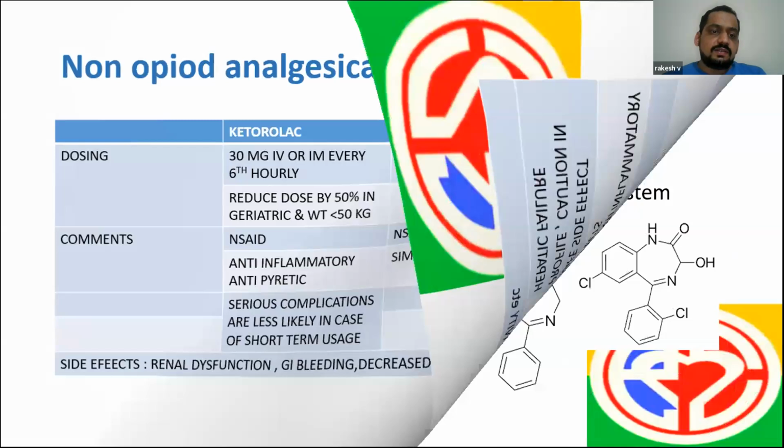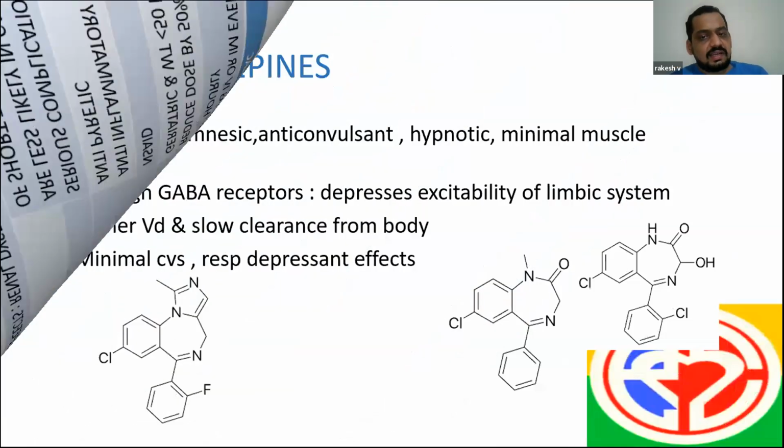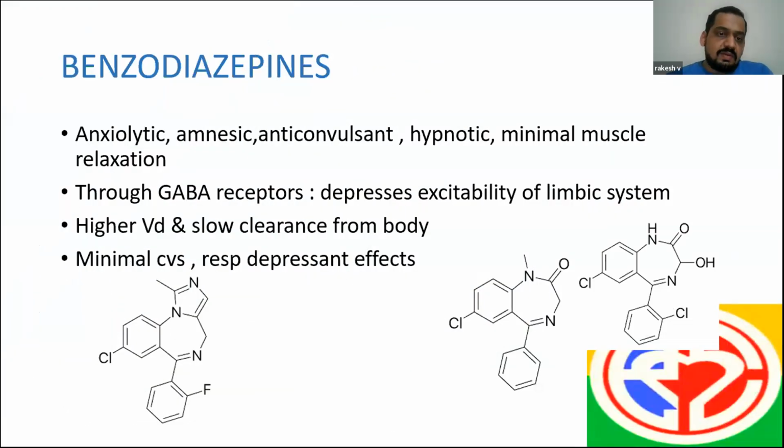Coming to benzodiazepines, these are anxiolytic, amnestic, anticonvulsant, hypnotic, with minimum muscle relaxation. They act through GABA receptors and they have a higher volume of distribution and slow clearance from the body, with minimal CVS and respiratory depressant effects.